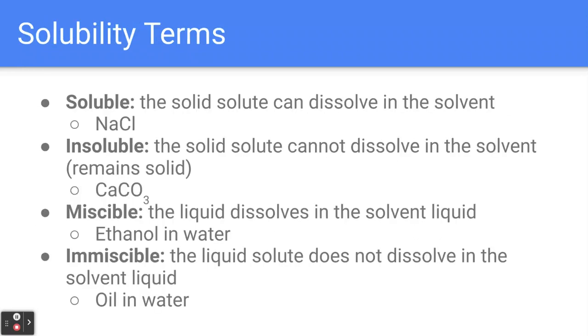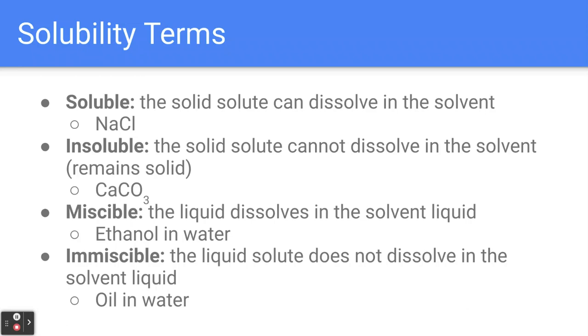And so some terms that we need to think about would be soluble versus insoluble. Soluble means that a solid solute can be dissolved in the solvent. Things like sodium chloride can be dissolved in the water. And so on your reference document, that's where you're going to see the AQ. The AQ stands for being a compound that can dissolve in the water. Sugar is soluble as well.